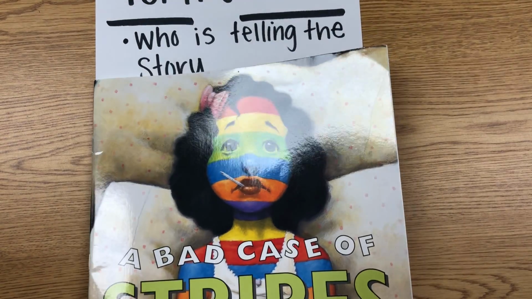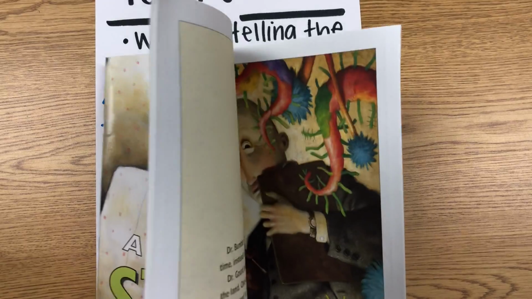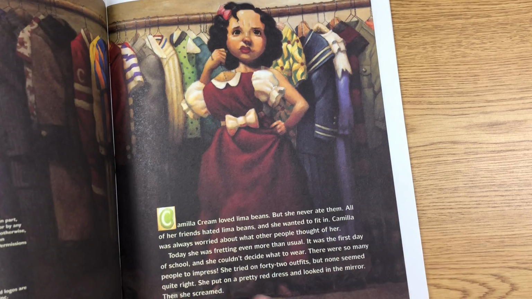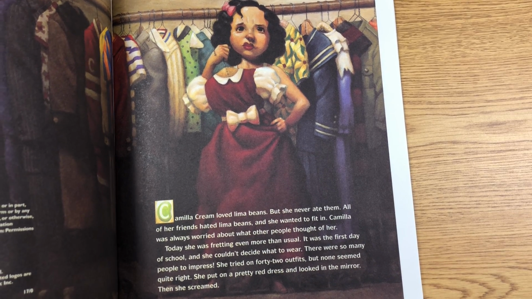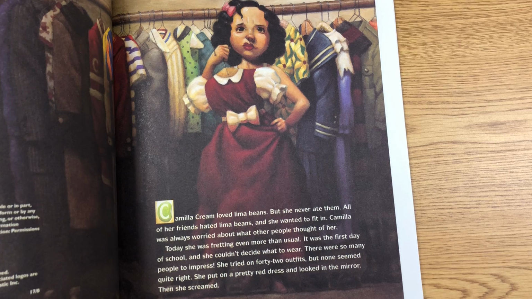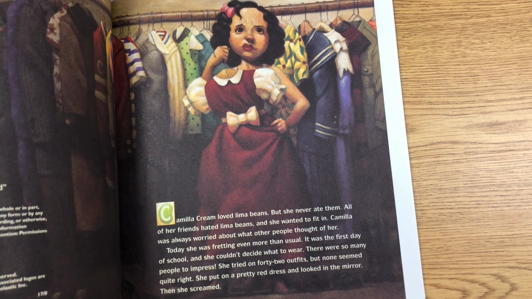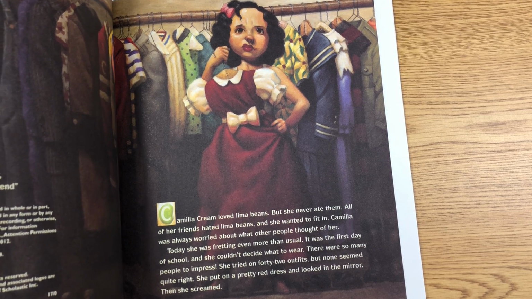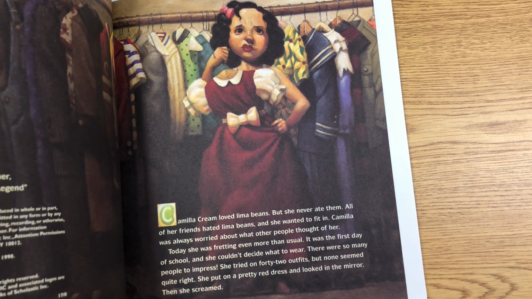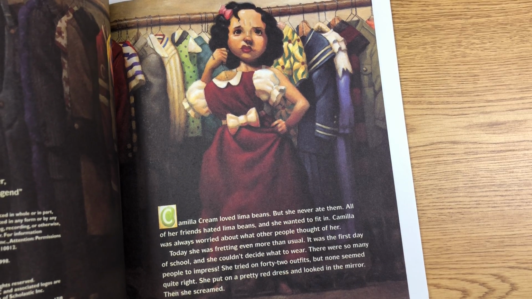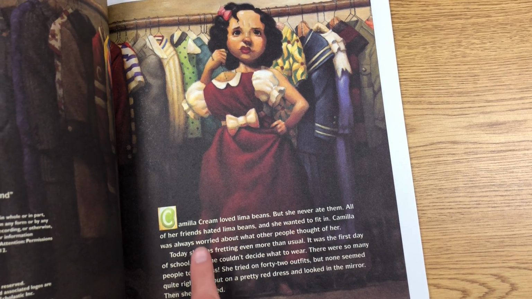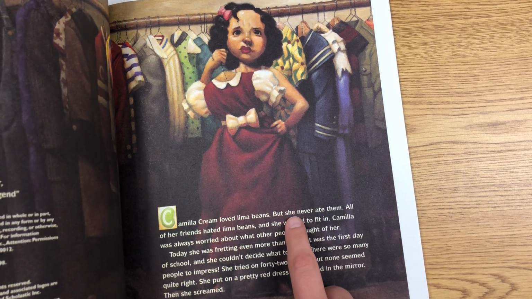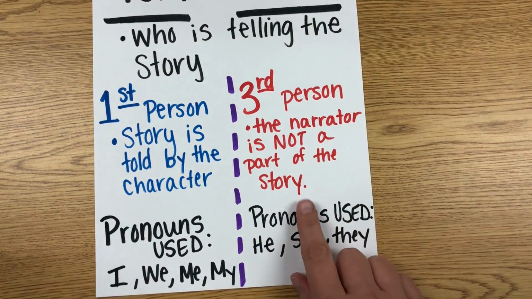For example, Bad Case of Stripes. When I open this, it starts out with "Camilla Cream loved lima beans, but she never ate them." So the author, the narrator, the person who's telling the story is not in the story. They're telling about Camilla Cream, and she never ate lima beans. In third person, you're going to see the name being used, you're going to see she being used, you're not going to see the word I. So remember, third person.